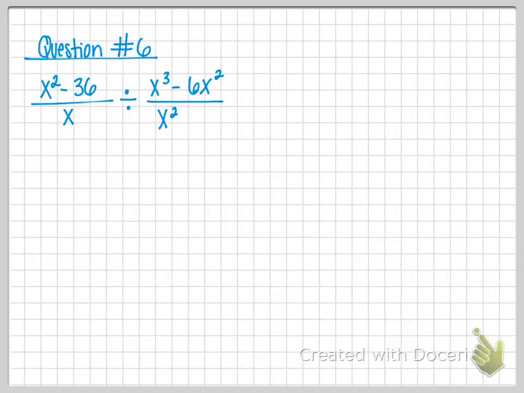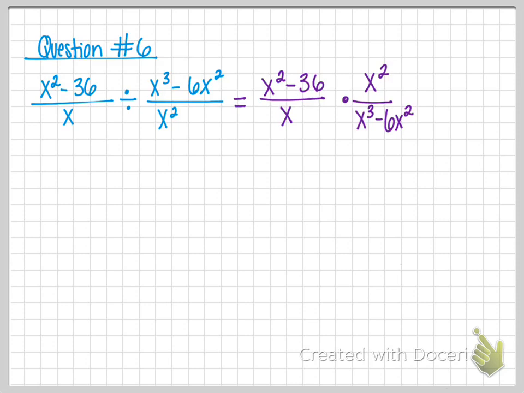Here we will review question number 6. Question number 6 asks us to divide two rational expressions. And when you're dividing two rational expressions, we really need to think of it as multiplying by the reciprocal. So we're going to change the division to multiplying and then flip our second fraction. Here's what it will look like.